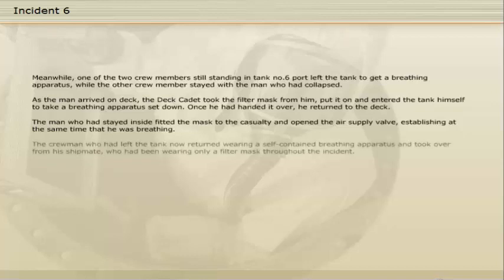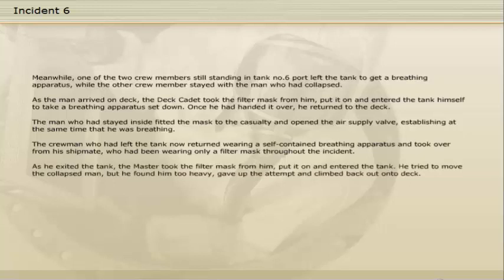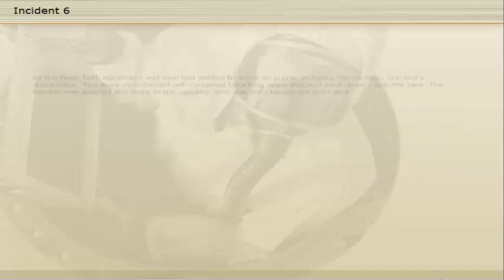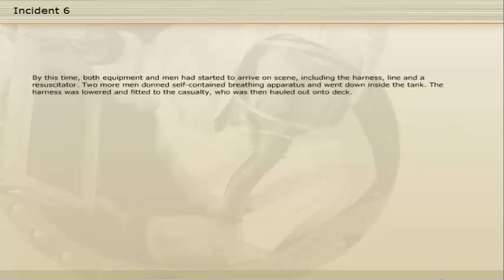The crewman who had left the tank now returned wearing a self-contained breathing apparatus and took over from his shipmate, who had been wearing only a filter mask throughout the incident. As he exited the tank, the master took the filter mask from him, put it on, and entered the tank. He tried to move the collapsed man, but he found him too heavy, gave up the attempt, and climbed back out onto deck.